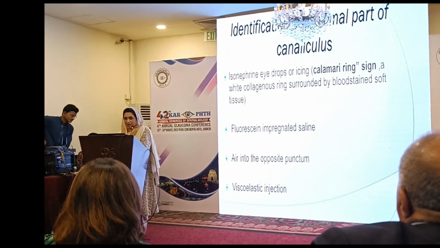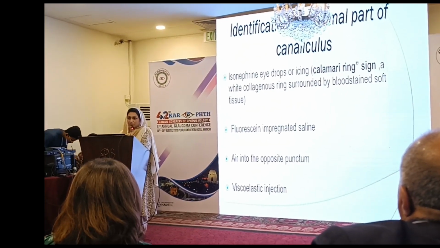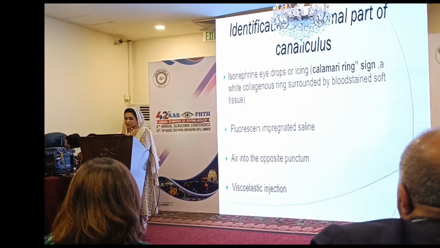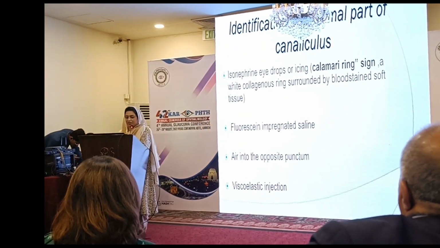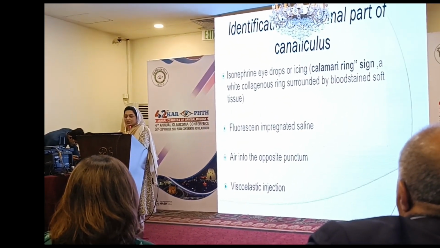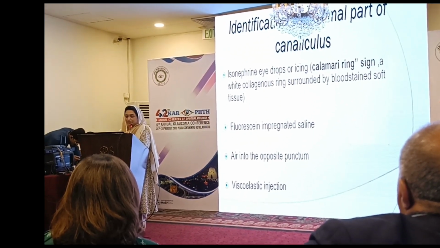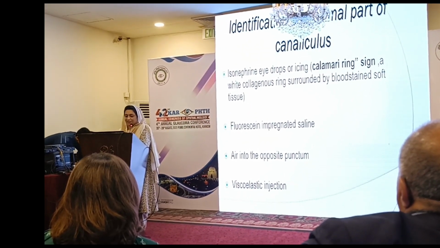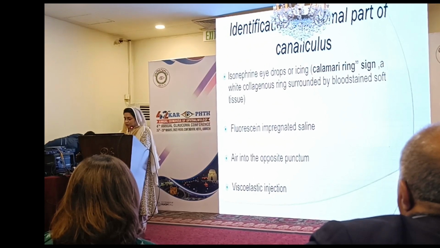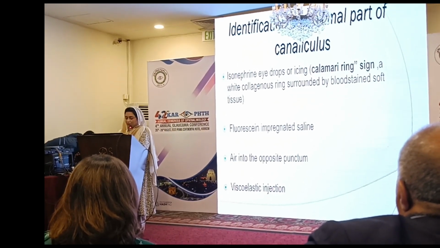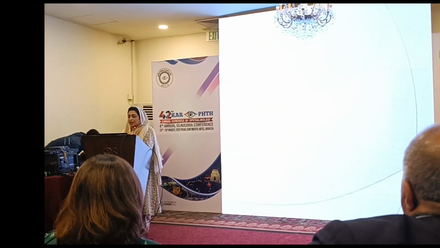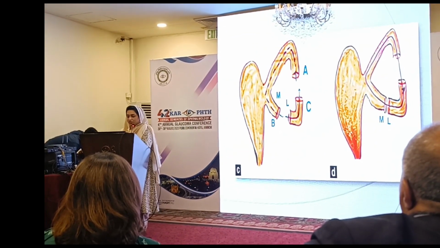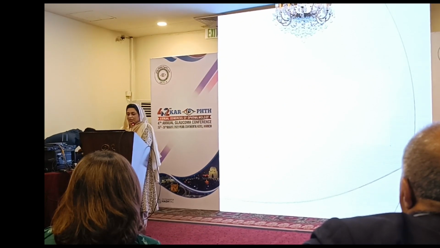We can apply isonephrine eye drops or do some ice packing. It will show us a collagenous ring, which we call a calamaracine. Of course, we can inject fluorescein-impregnated saline, air, or viscoelastic into the opposite punctum, and where it comes out is of course the proximal part of the canaliculus. This is what we are going to achieve.